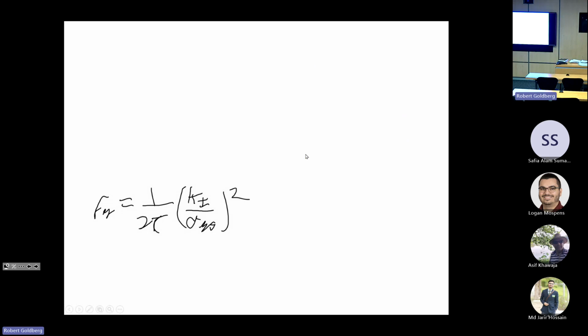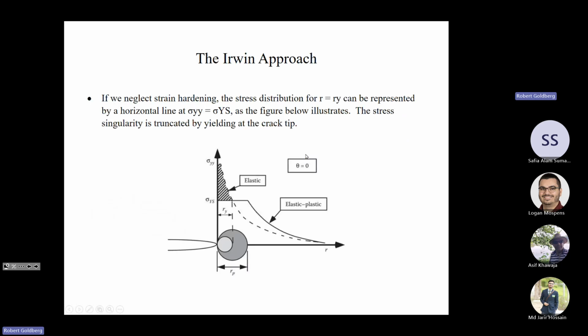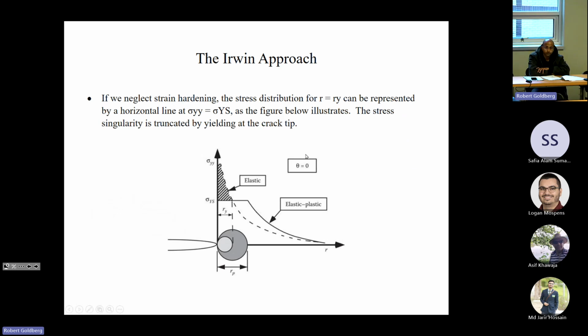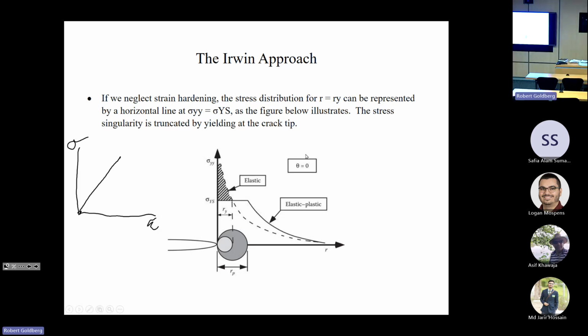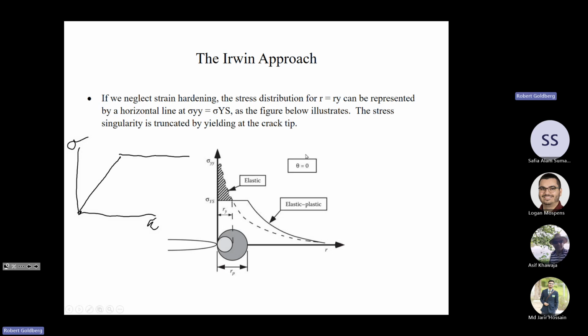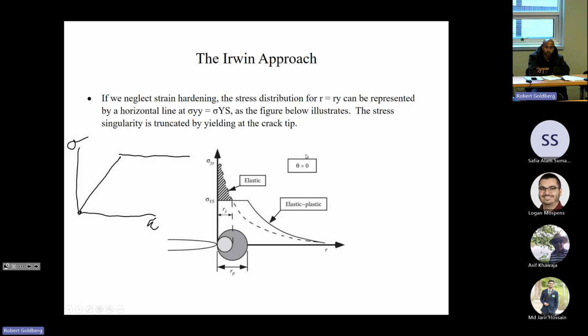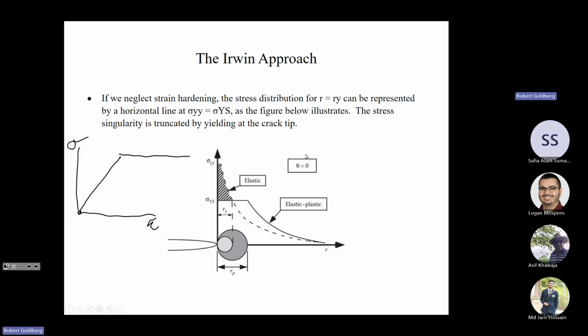So, a graphical representation of this. Now, if we neglect strain hardening, and what that means is if you're looking just at your stress-strain curve, we assume that once you hit your yield stress, your material is just perfectly plastic. No matter how much additional strain you put in, it just stays at the constant stress. And that's different from, and we're going to refer to this, so this is no strain hardening.